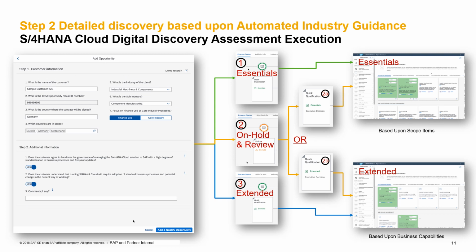Here, for example, is step 2 in the detailed discovery based on automated industry guidance. So the tool will actually take you step by step in terms of the industry, and then it'll determine at the end of it whether you should be looking to propose Essentials Edition or Extended Edition based on business capabilities and industry that your customer is looking to deploy.